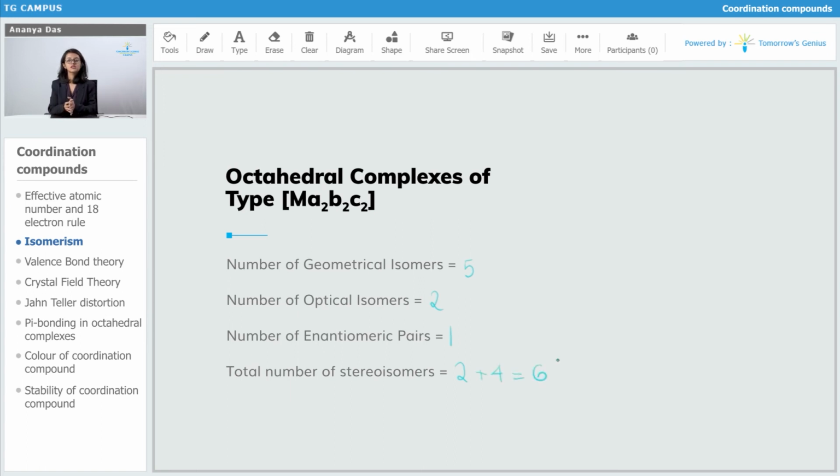So the octahedral complex of the type Ma2, B2, C2 has 5 geometrical isomers, 2 optical isomers, 1 enantiomeric pair and 6 stereoisomers in total.